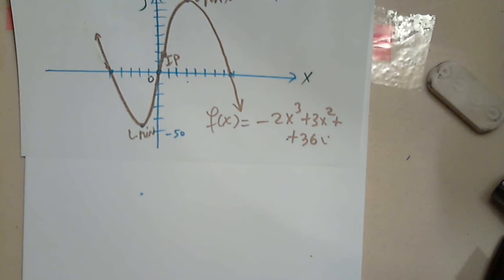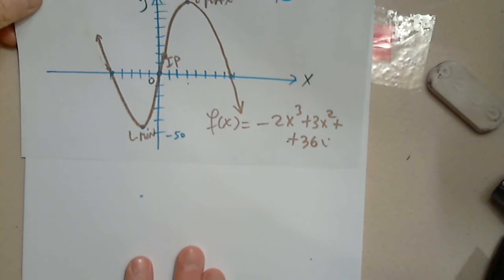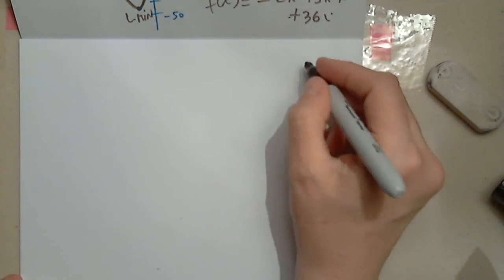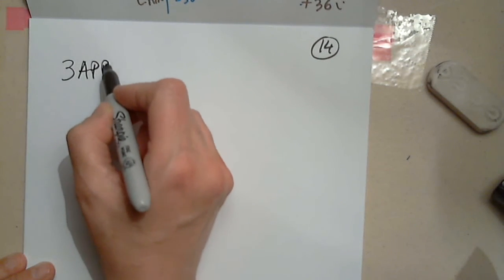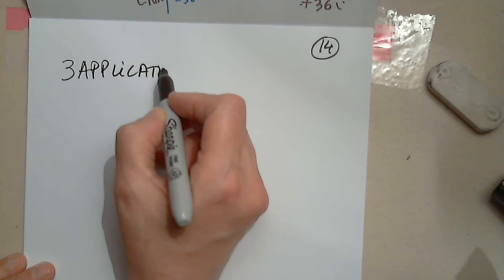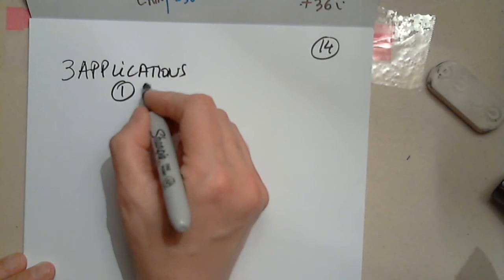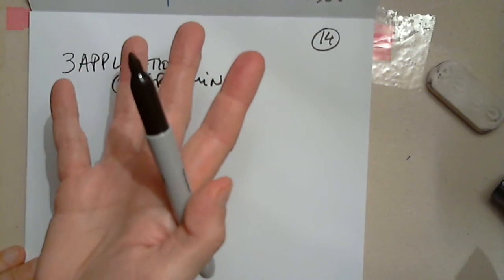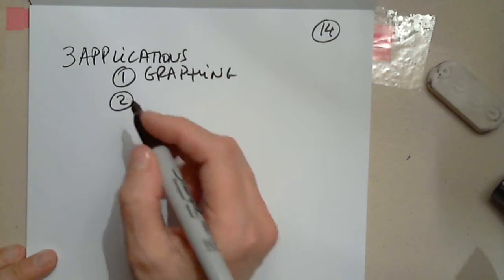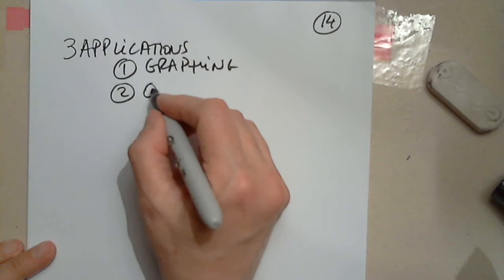So this is our first application in this chapter. I did not write them last time. I'm going to write, so there are 3 applications in this chapter. One is graphing, exactly what we just did. Number 2 is optimization.